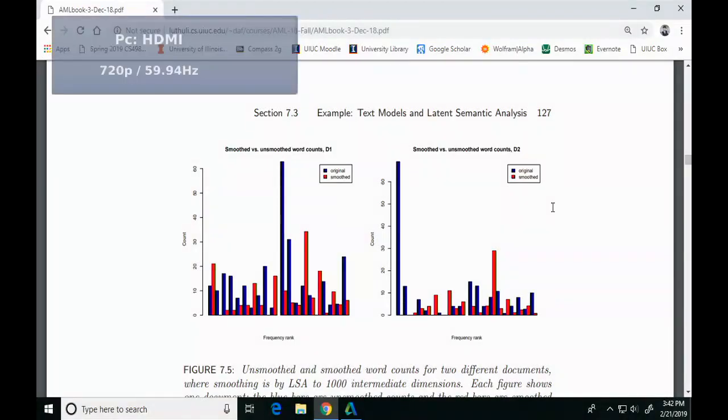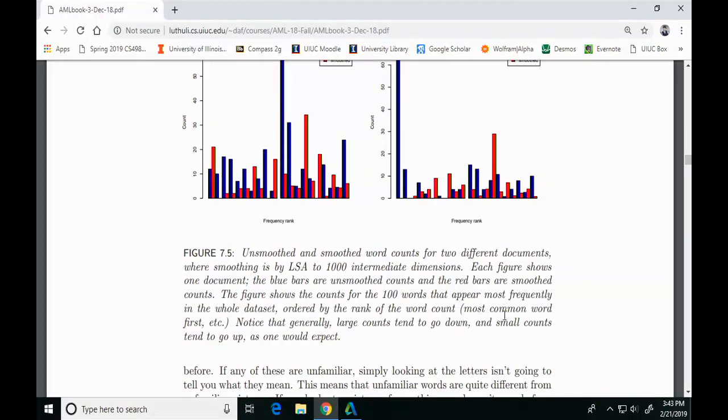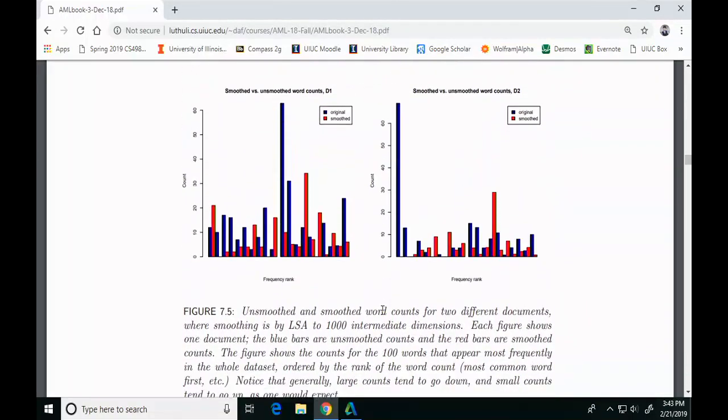Okay, so what we see here, there's two documents, some fixed dictionary, it doesn't matter what we were using. And what we did is we did this smoothing process down to 1,000 dimensions. I don't exactly know how big the original was, but we took it down to 1,000 intermediate dimensions. Then we expanded it back out to the original space. So it did this synonym reweighting where the synonyms were smoothed out so you get a little bit on both of them.